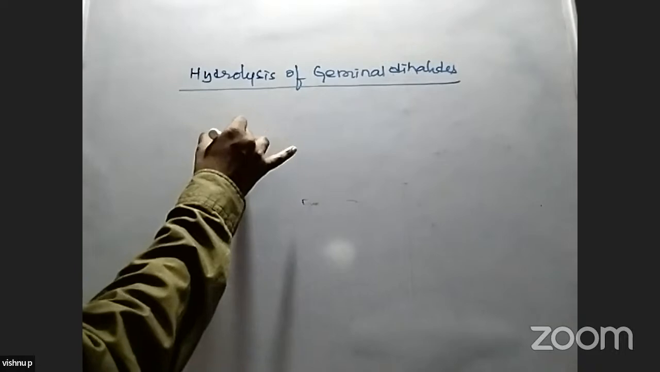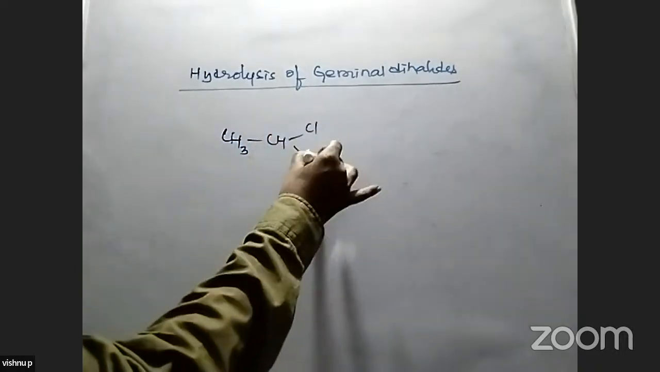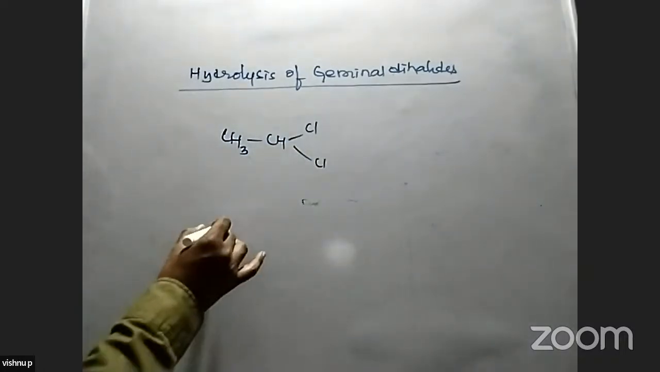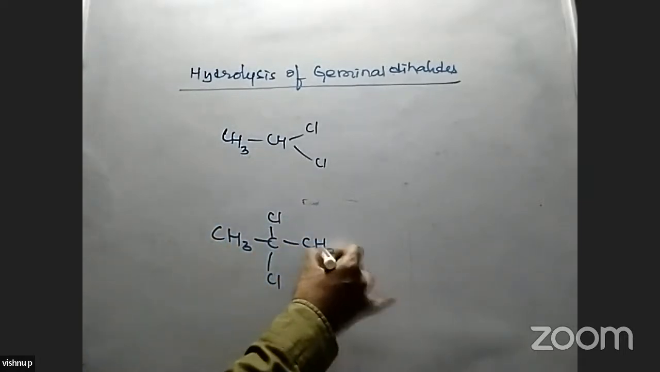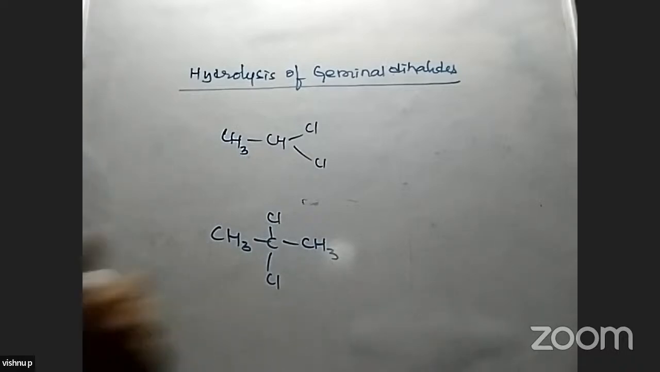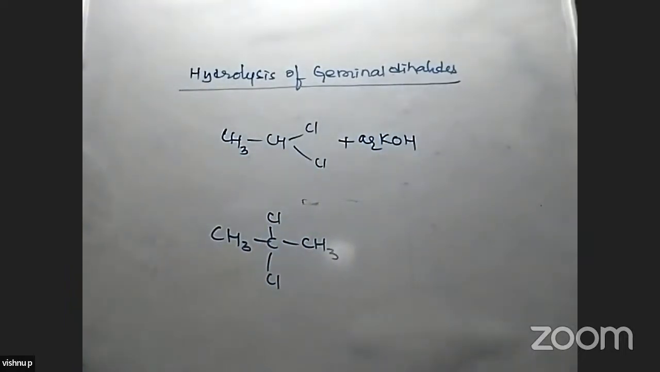So here we use a geminal dihalide. If the two halogens are present at the corner carbon, this is a geminal dihalide. And one more condition is two halogens attached to a middle carbon only. Both are examples of geminal dihalides. Once again, geminal dihalide means two halogens are attached to the same carbon, in presence of aqueous base. Here AQ indicates the base in presence of water.